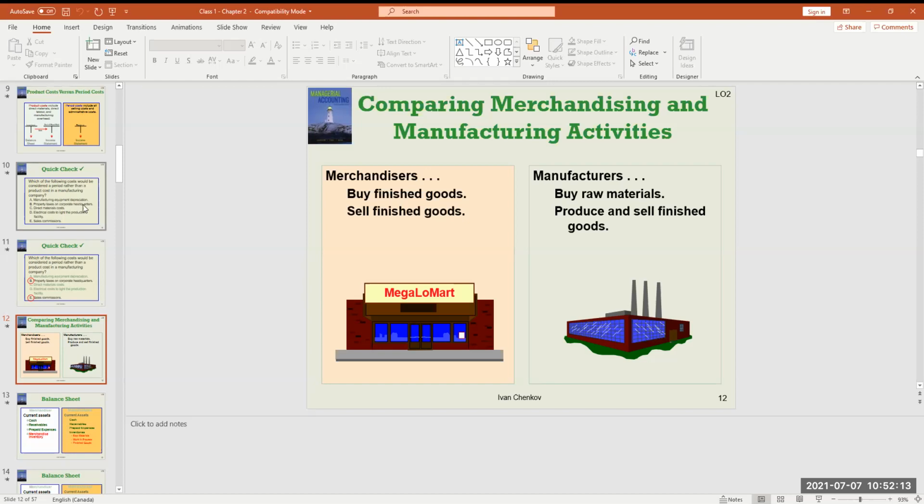Now you have to compare merchandising and manufacturing companies. In Canada, in general, you have three types of company. One is the service company. Next one, the merchandising company. And the last one is the manufacturing company. Service companies usually don't keep inventory, because they're just selling service. So they don't need inventory. If they have any inventory, that will be some office supplies or anything like that. Very minimal.